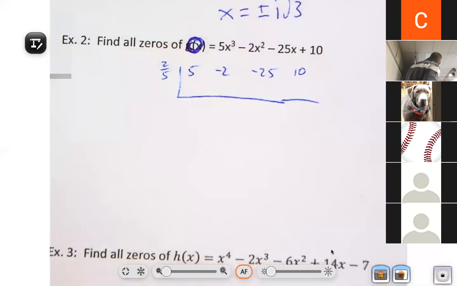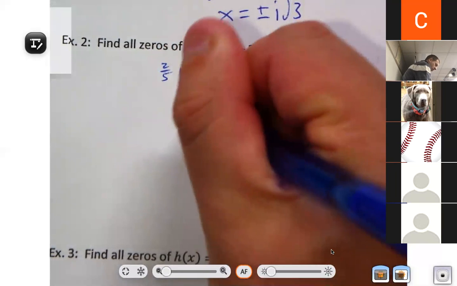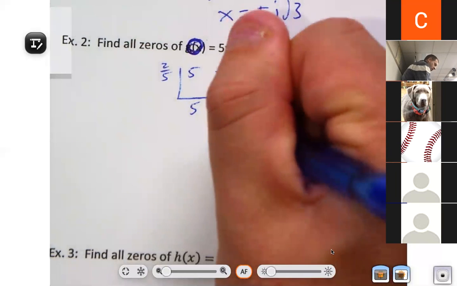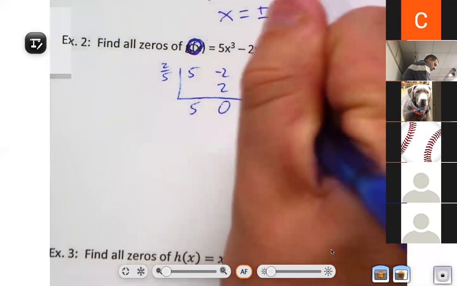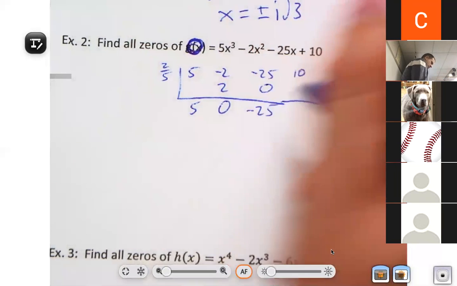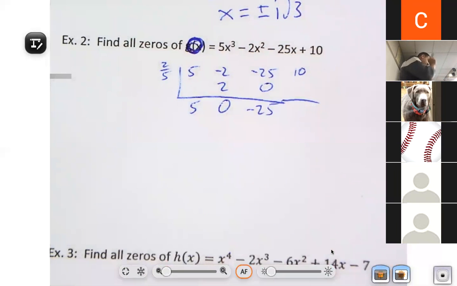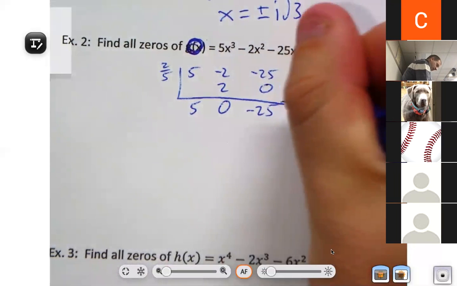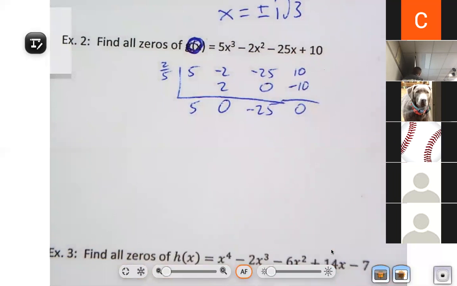And we should get 0 as a remainder. Bring the 5 down, multiply, add, and multiply. 2/5 times -25 is -50/5, so -10. Aha! It worked. I did it.